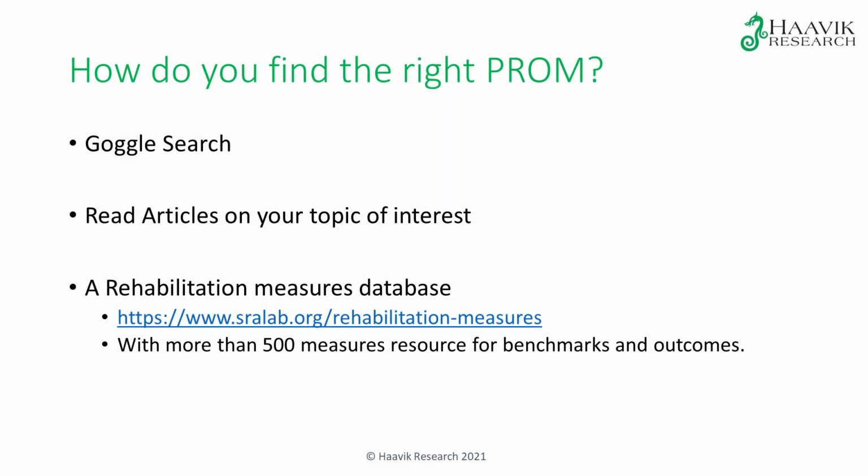So, how do you find the right patient-reported outcome measure for your patients? Well, first of all, I'd ask your patient what matters to them. And then, if you want to find some good patient-reported outcome measures that are valid and reliable, I would recommend Google searching. Especially Google Scholar will show up articles, and you can read articles on your topic of interest that you've identified from your patient, right?